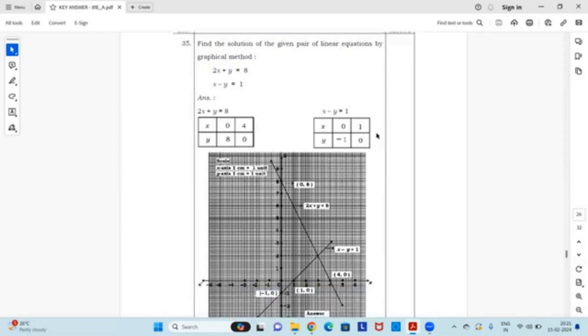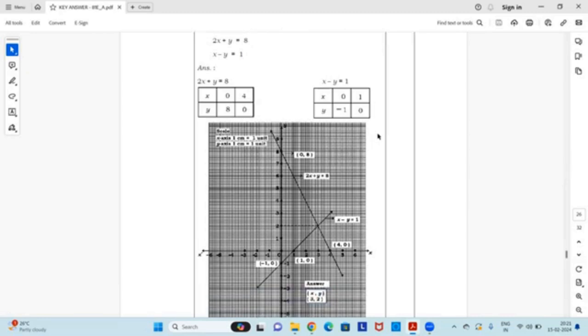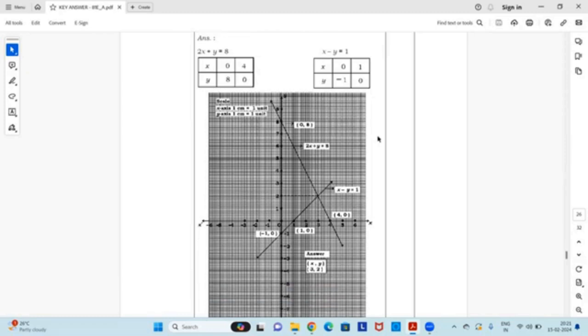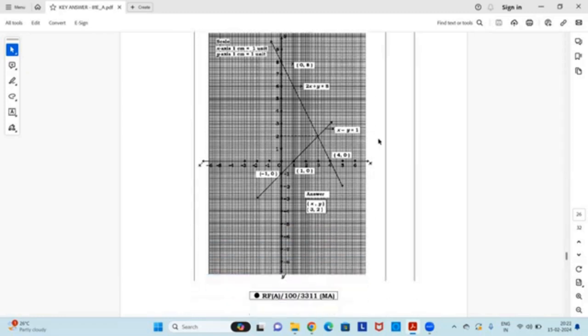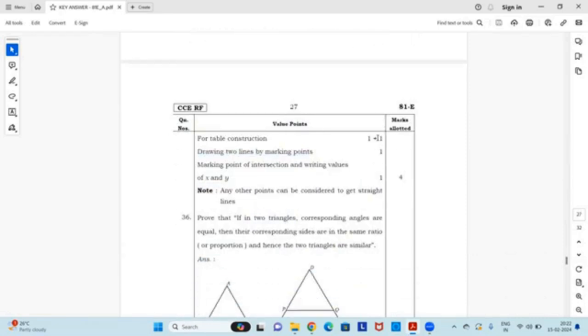linear equations by graphical method. We'll get a graph sheet, and you need to represent it. Observe carefully how it is done. Okay, moving to the next question, 36.